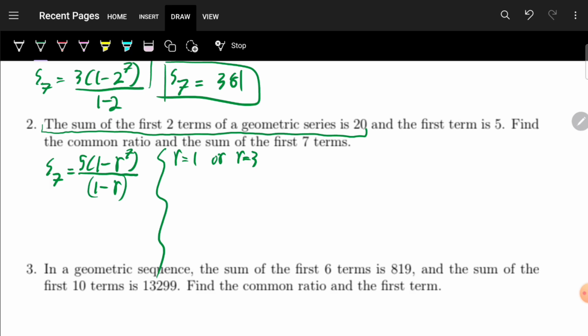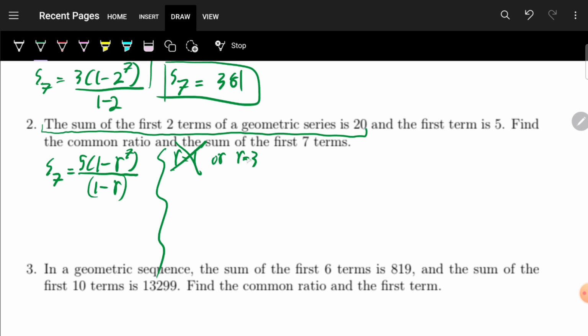Okay, so what would our a be if r was equal to 1? Well, we know that the first term is 5. And so if r is equal to 1, the next term after 5 will also be 5, right? And the sum of 5 and 5 is not equal to 20. We know that the sum of the first two terms was 20, right? So this doesn't work. If r is 1, we won't get the right answer.